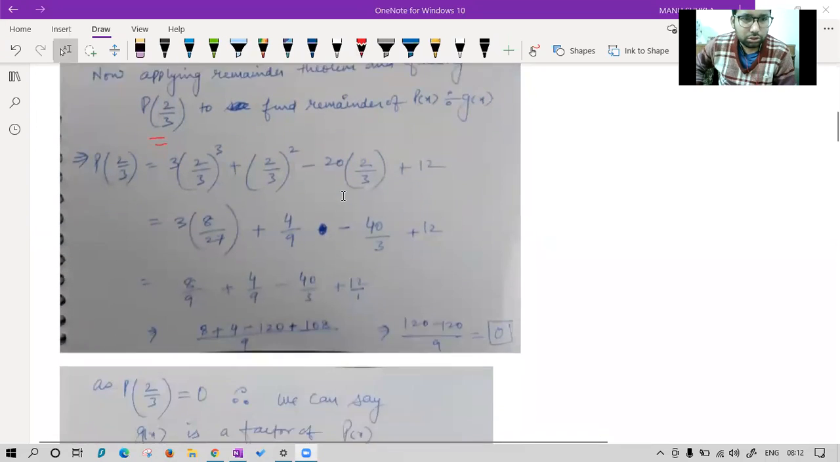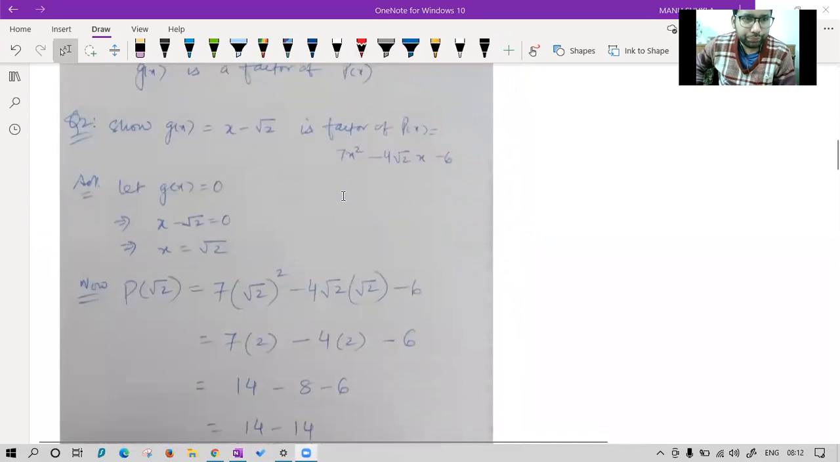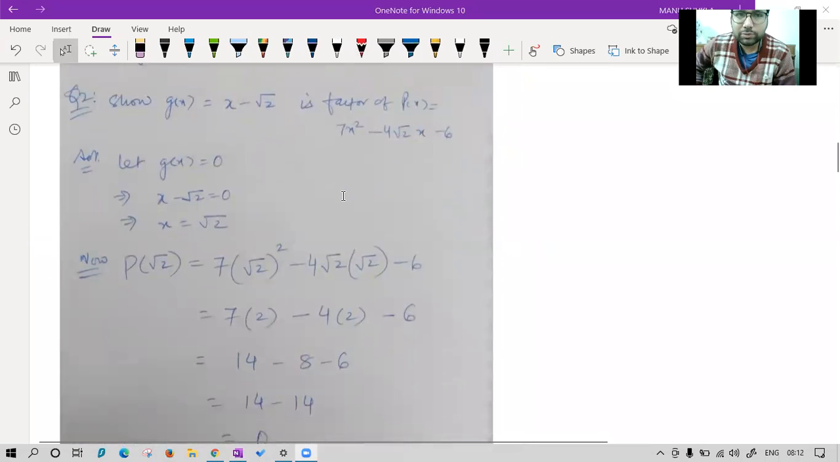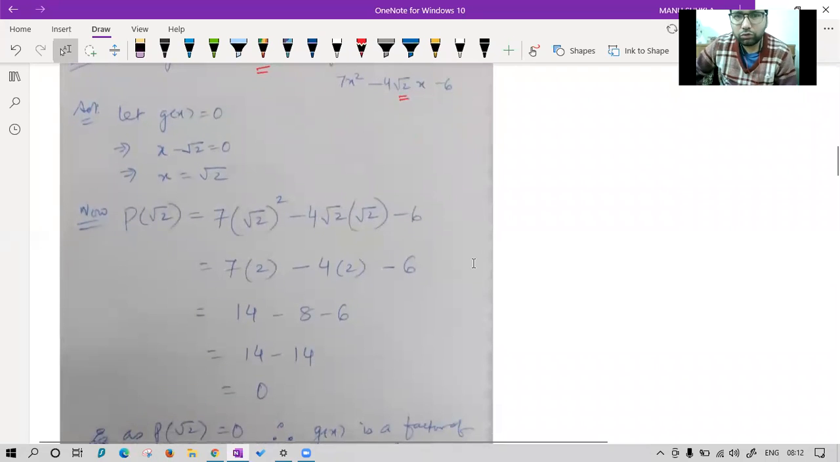Question number 2. Show that g(x) equal to x minus root 2 is a factor of p(x). Similar question, only thing I tried is I used these under roots so that we can make a little bit of complexity in the question. I hope you were able to find the answer easily. Okay, 51, fine.